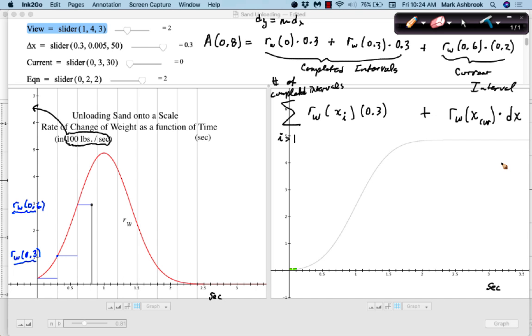So this is the structure of our... Sorry, this is delta x, right? So this is just that 0.3. That's just our delta x. So this is the structure of our approximate accumulation function. Interval by interval, we're going to take that constant rate times the change, which is always delta x. And we're just going to keep adding. Constant rate times the change. Constant rate times the change. And then we'll have a little bit more change due to how far we've gone in the current interval.